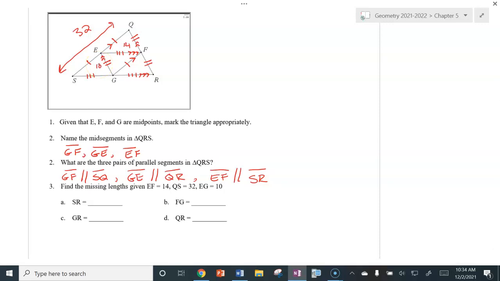The distance between S and R, SR. Well, I know that that's going to be 2 times the distance of EF, so I get 28. GR, I know that's the same as EF, so I get 14. FG, that's going to be 1/2 the distance from S to Q, so that's going to be 16. And QR, that's going to be twice the distance of EG, so that gets 20.